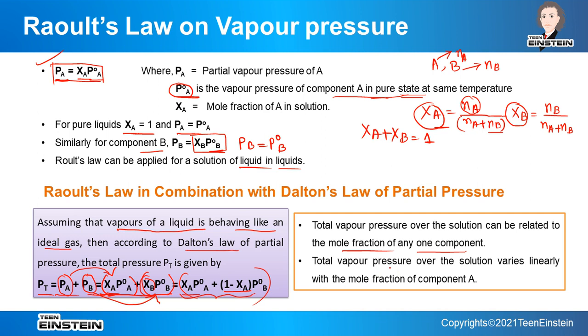So the total vapor pressure, that is PT, over the solution will vary linearly with the mole fraction of component A, because here we have kept only the mole fraction of A, not the mole fraction of B. That is why the total pressure will vary linearly with the mole fraction of A. But if we keep the mole fraction of B here, then it will vary linearly with the mole fraction of component B.